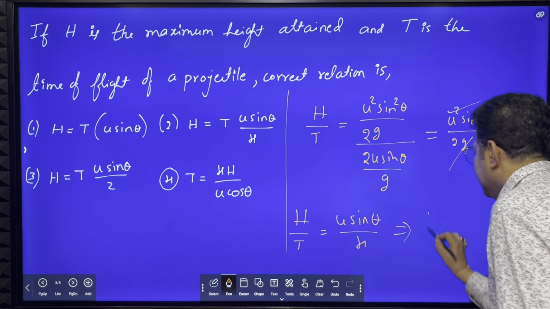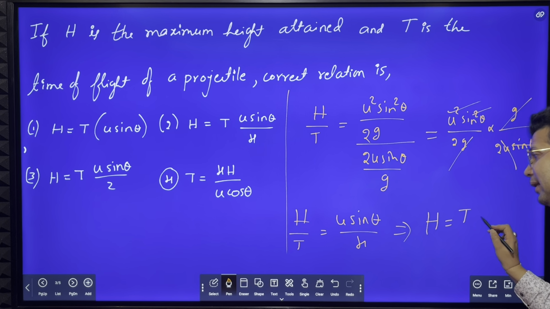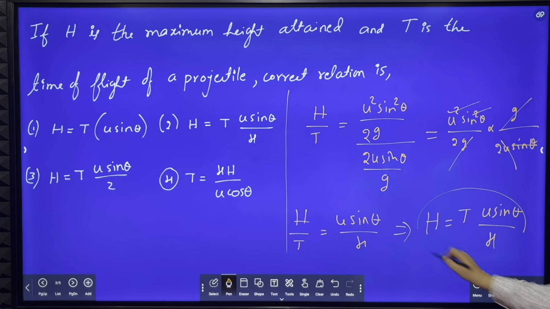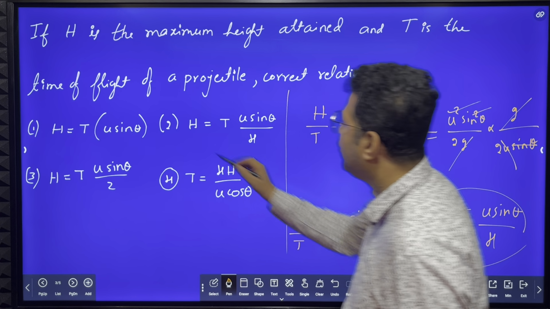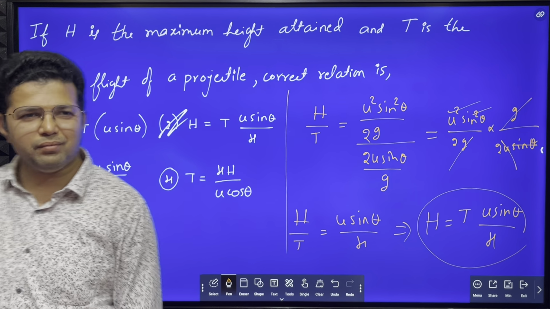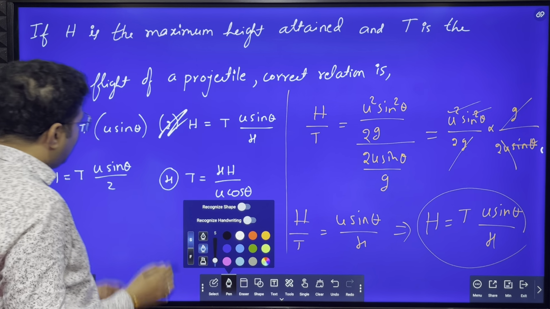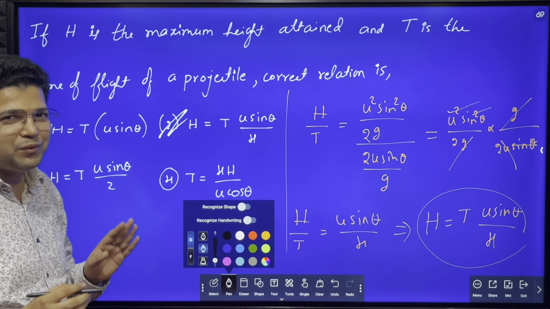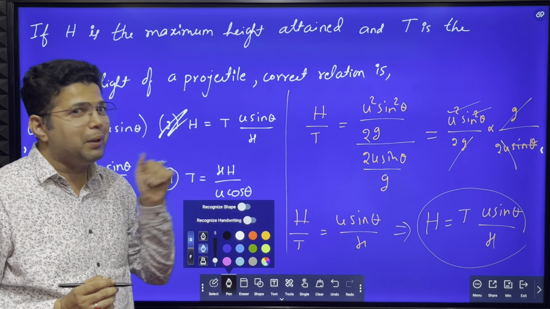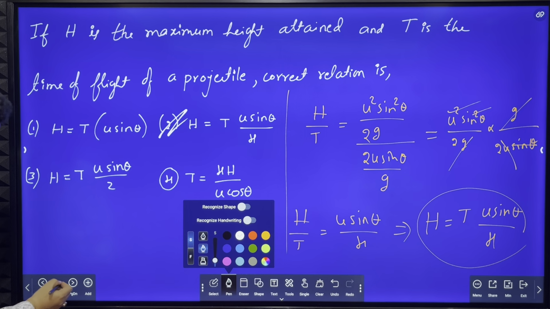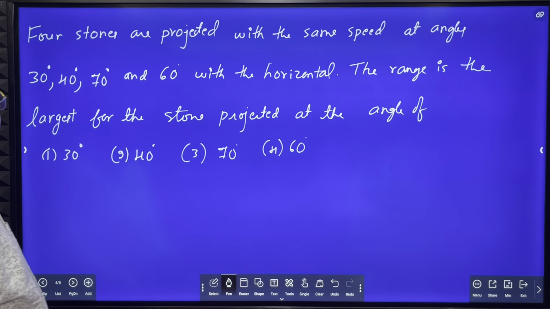So what do we get? h is equal to t into u sin theta divided by 4. Second option. So how have we solved it? In all the options there was h and there was t. So that was the hint. So what we did? h by t, and we got the answer. Next.